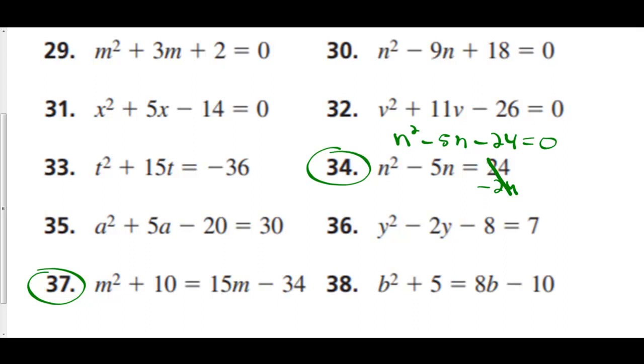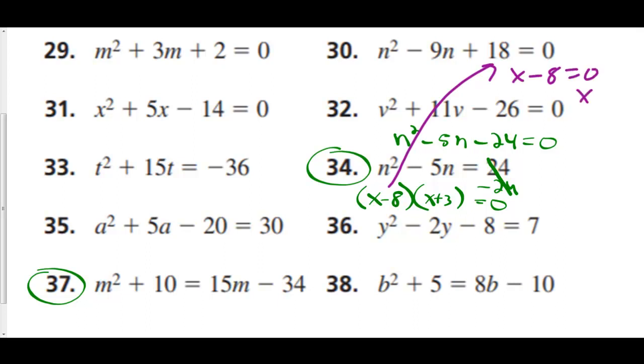The next step was to factor the left side. So we're going to break that into 2 things that multiply to negative 24 but add to negative 5. So I think that's going to be negative 8 and positive 3. And then we are told to set each factor equal to 0 and solve. So I will take this, x minus 8 equals 0, so x equals 8. And I will take this, x plus 3 equals 0, so x equals negative 3. And those are my 2 answers.